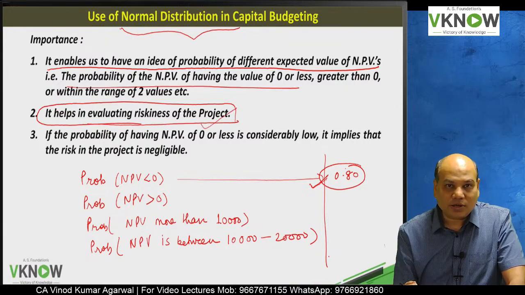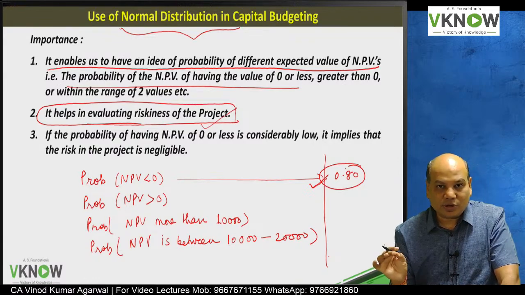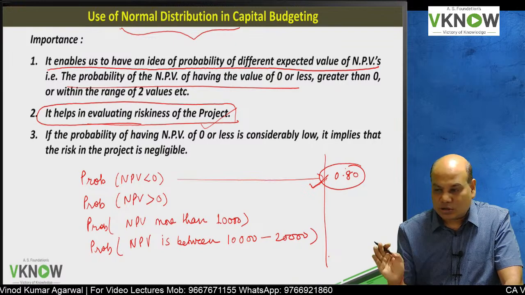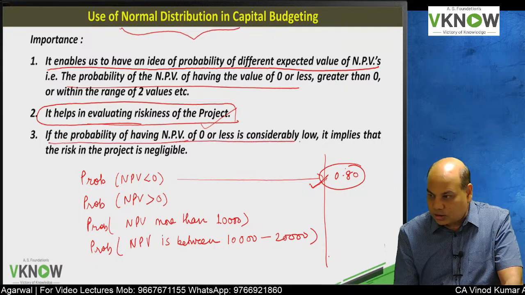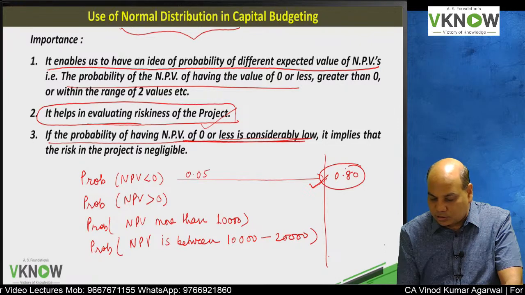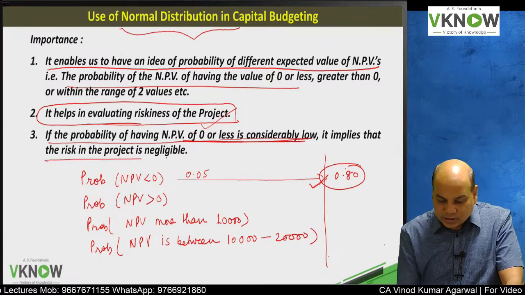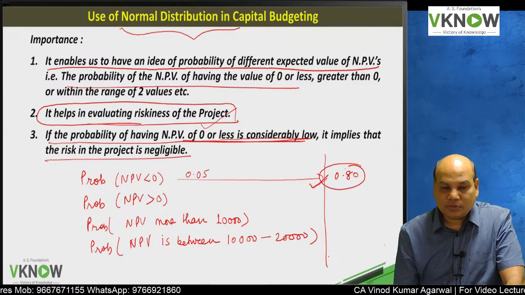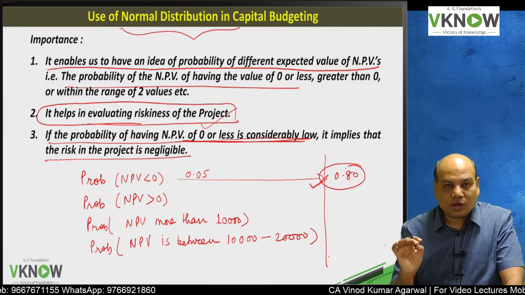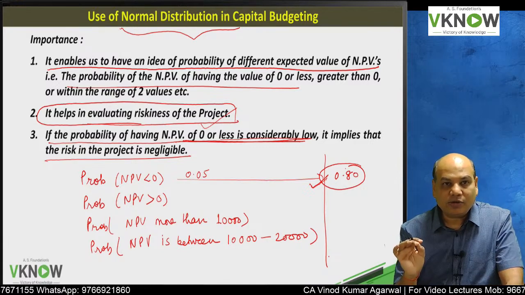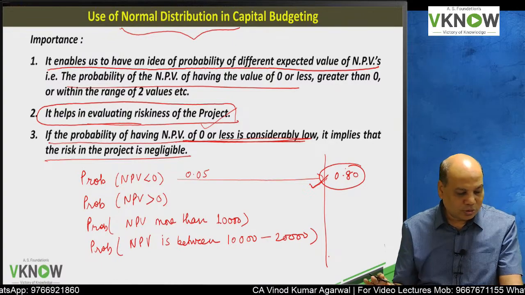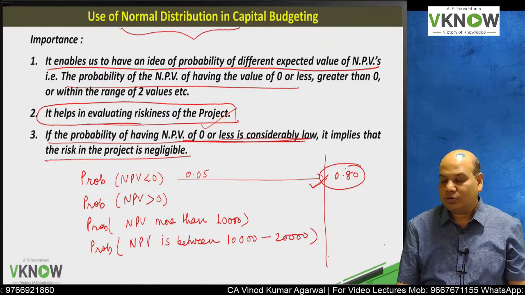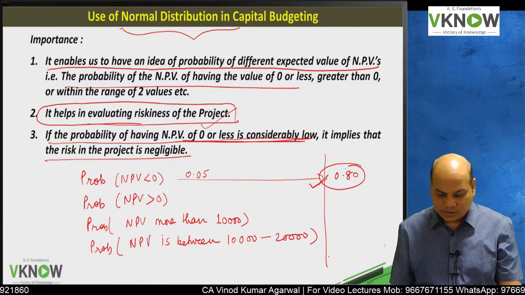According to your ability to take the risk, one may decide to start the project or not, or one may evaluate the project accordingly. If the probability of NPV of 0 or less is considerably low, let us say it is 0.05 only, it implies that the risk in the project is very negligible. So in the next few questions I will show you how to calculate the probabilities of different NPVs, and this will help you to understand the risk. So today's topic would be dedicated to normal distribution in capital budgeting.